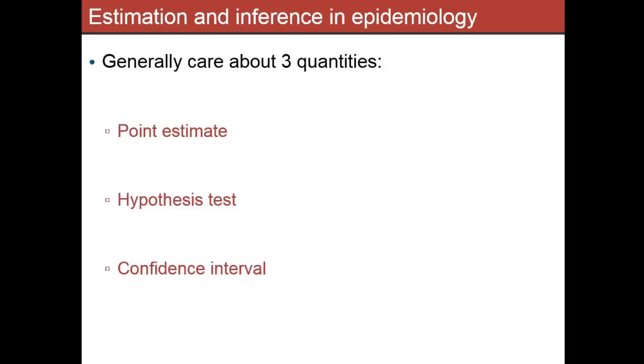And so when we're making inference from our data, there's 3 categories of things that we generally care about. There's the estimate itself, which is the odds ratio in our case, a hypothesis test, and a confidence interval. So how do we go about getting these 2 latter pieces out of our logistic regression model?